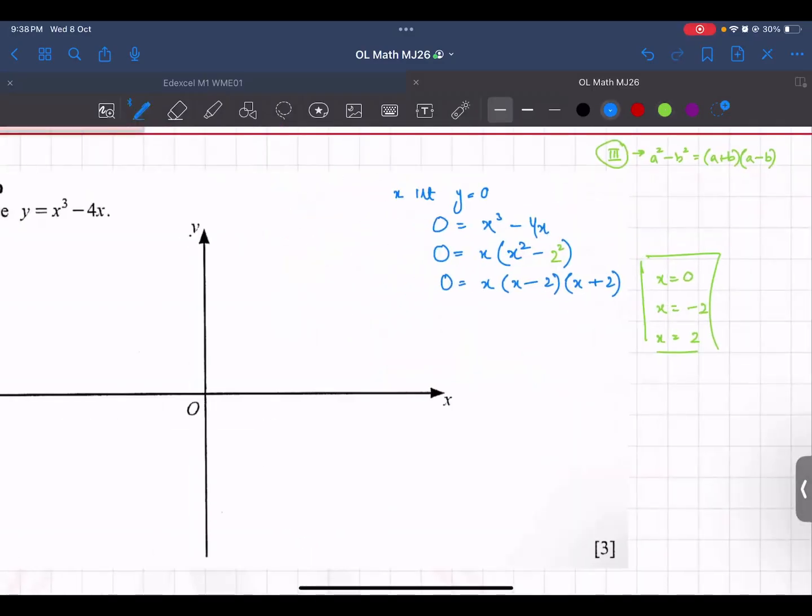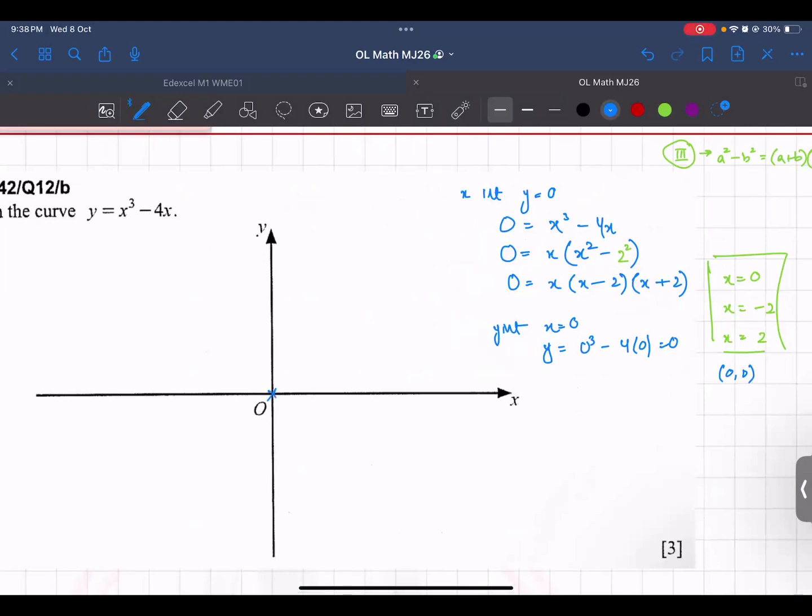You also find the y-intercept. For the y-intercept, your x will be 0. And if x is 0, everything would become 0. 0 cube minus 4 times 0, so 0. So you have another point, 0, 0. So 0, 0, -2, +2.